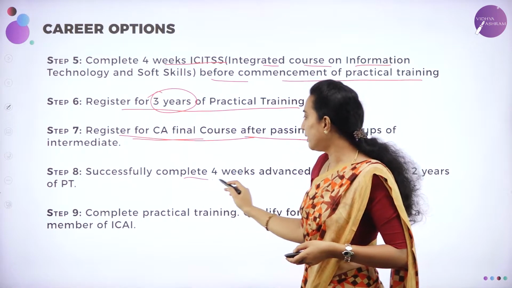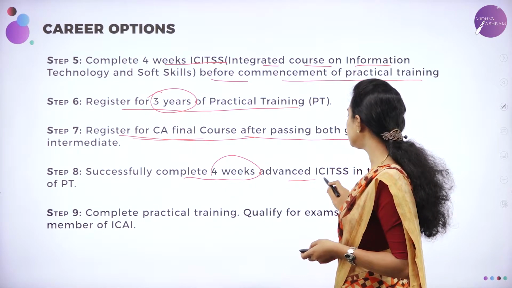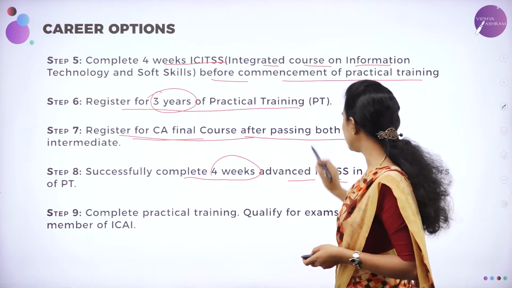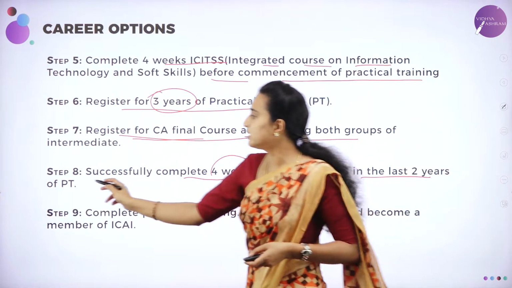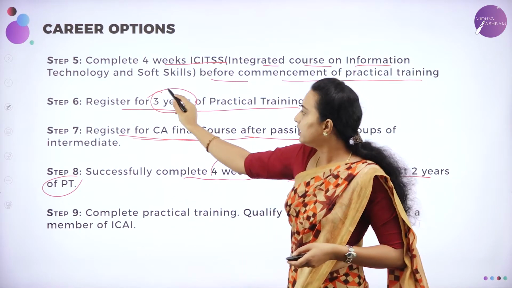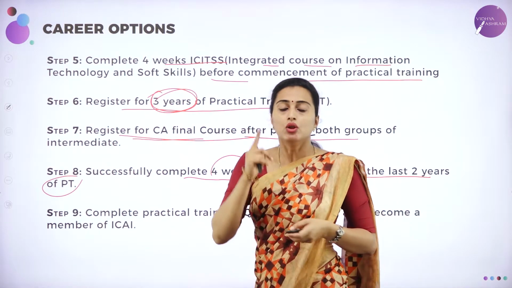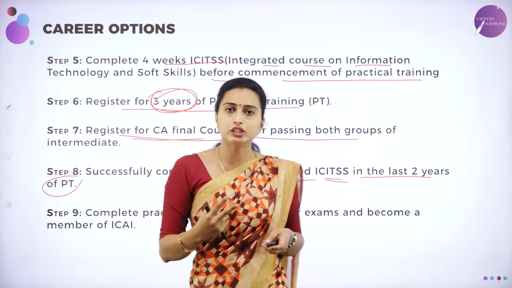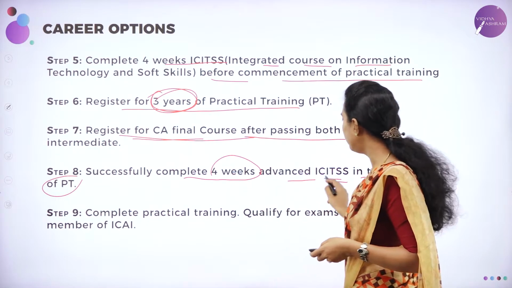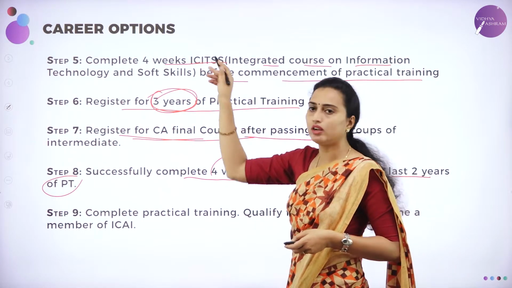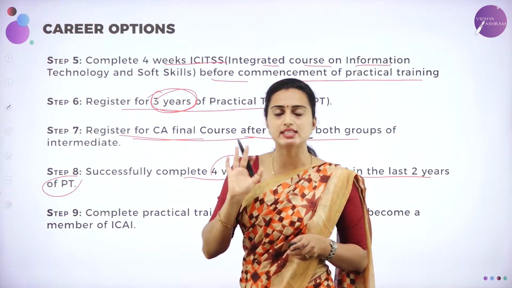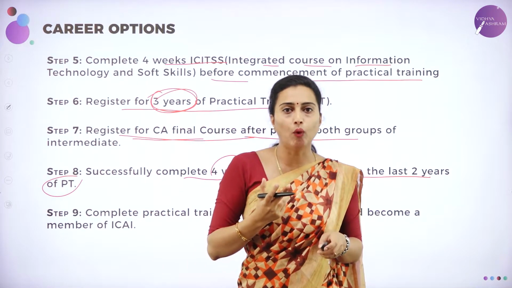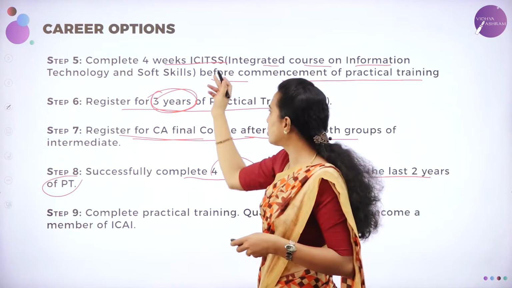Then successfully complete the 4 weeks advanced ICITSS, that means Information Technology and Soft Skills course, in the last 2 years of practical training. That means in these 3 years, in the first 1 year they give you the simple ICITSS training, and in the next 2 years they give you the advanced course of this one.